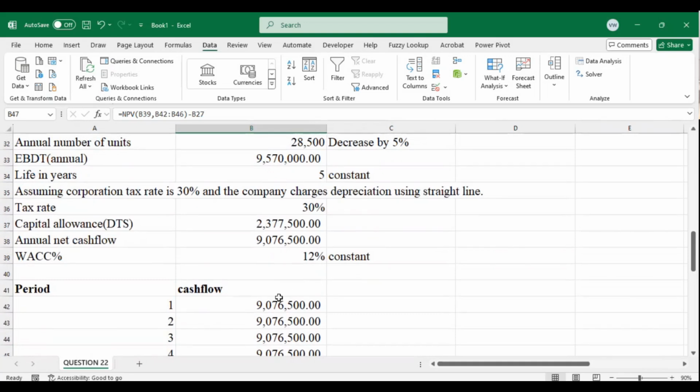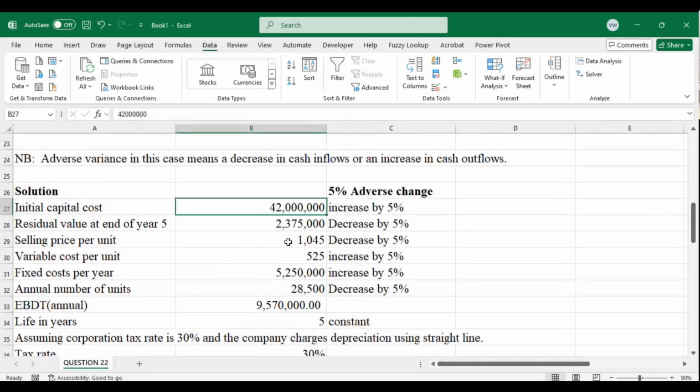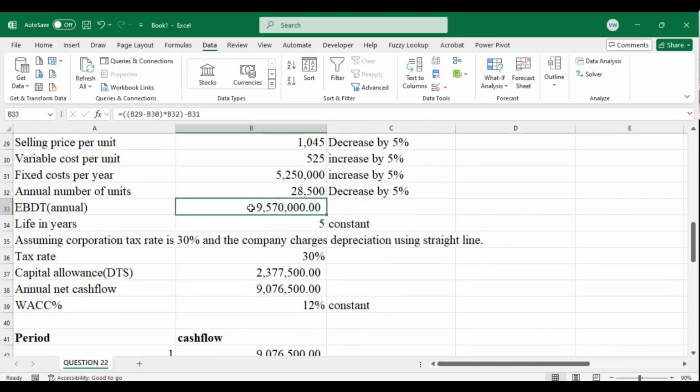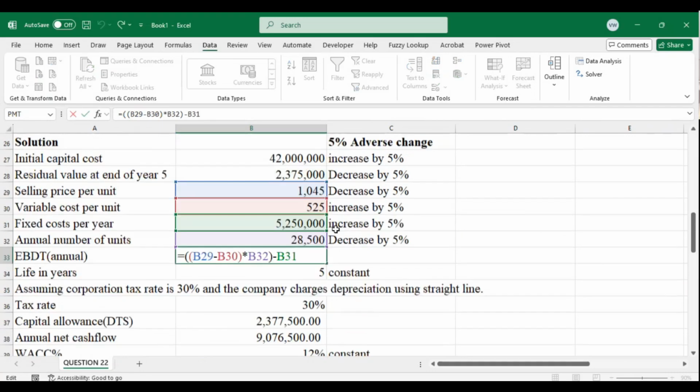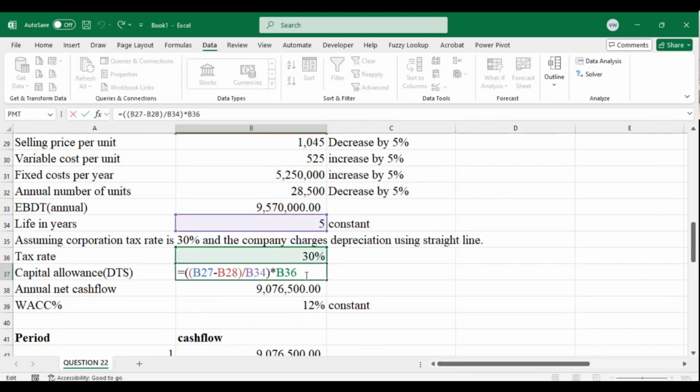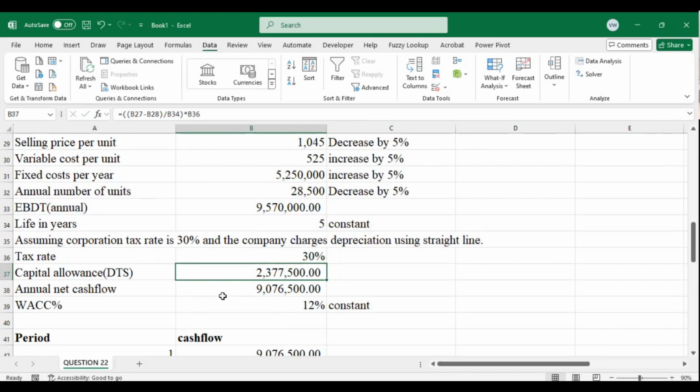And you can even see the way we reference the cells, it's very consistent. The initial cost is 42. The residual value, the selling price has changed. The fixed cost has changed. The earnings has also changed, referencing the same values. The life is still 5 years. Capital allowance has referenced the cells that have the changes.